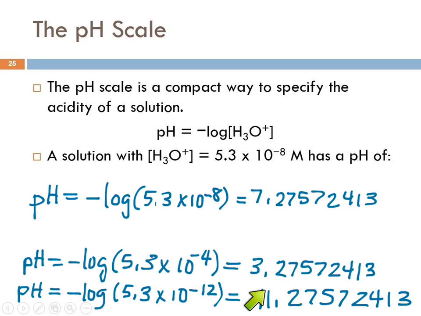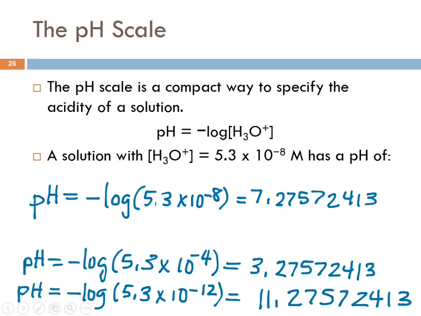There's a pattern here, isn't there? The decimal portion of these numbers is all the same. And what's the same about these three numbers? The coefficient part. This is an 8, that's a 7. This is a 4, that's a 3. This is a 12, that's an 11. This is one less than the exponent. Because 5.3 times 10 to the minus 8 is between 10 to the minus 7 and 10 to the minus 8.